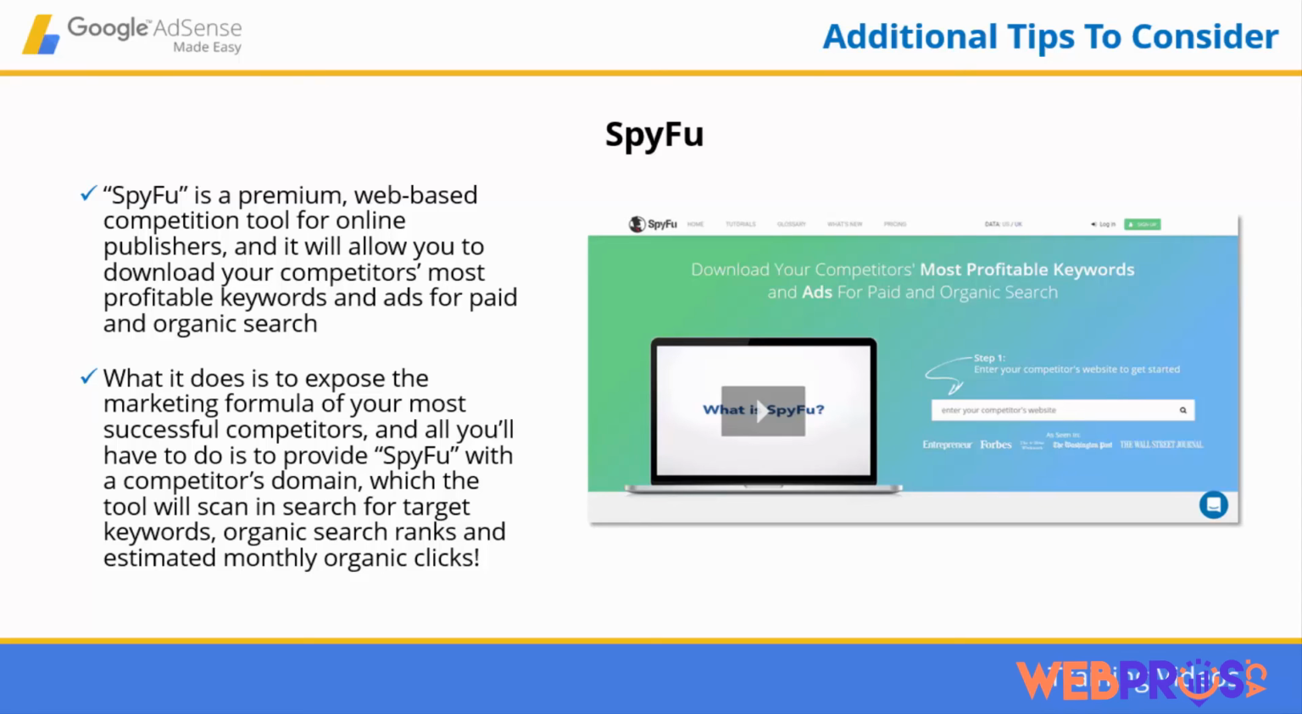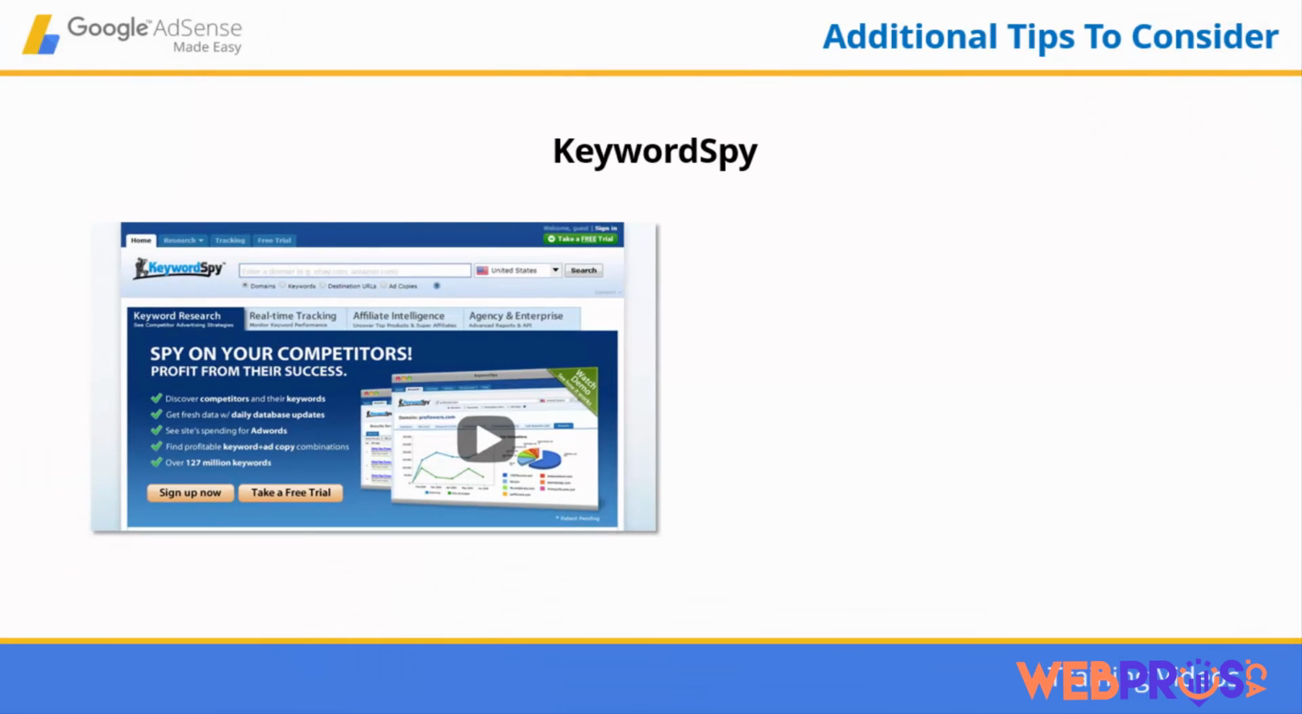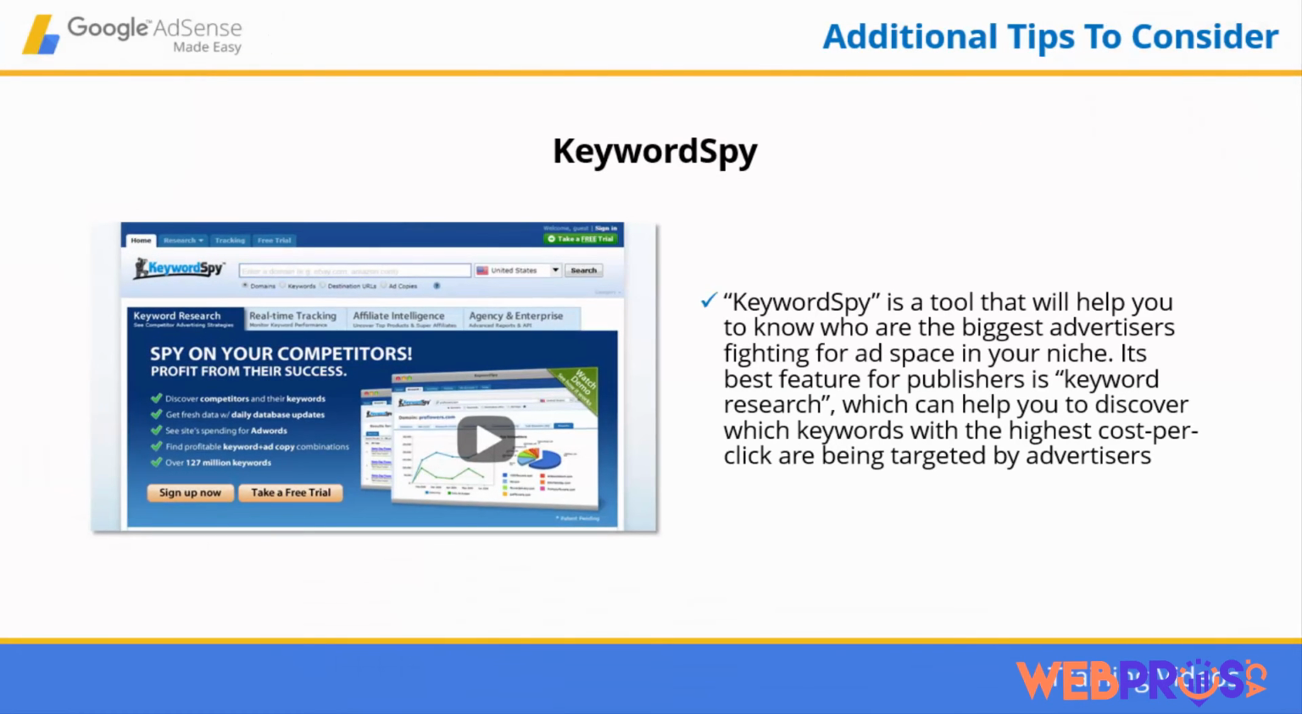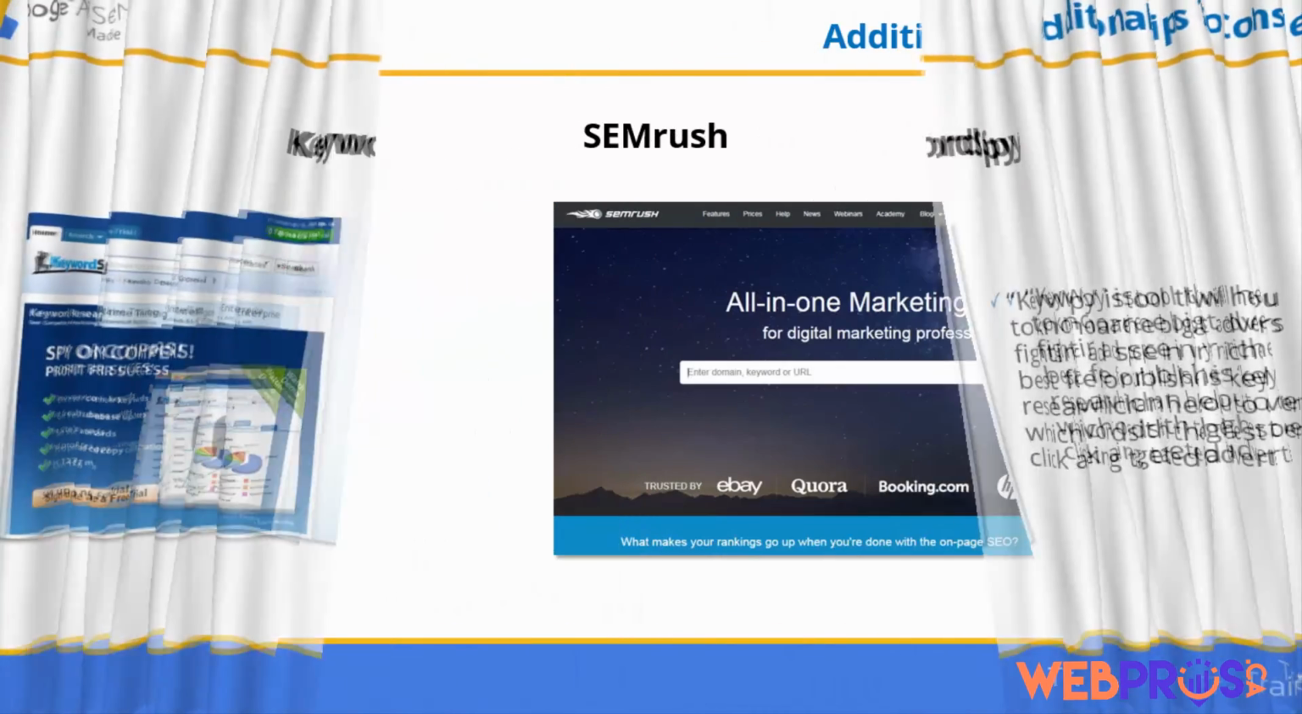ranks, and estimated monthly organic clicks. Keyword Spy. Keyword Spy is a tool that will help you to know who are the biggest advertisers fighting for ad space in your niche. Its best feature for publishers is keyword research, which can help you to discover which keywords with the highest cost per click are being targeted by advertisers.